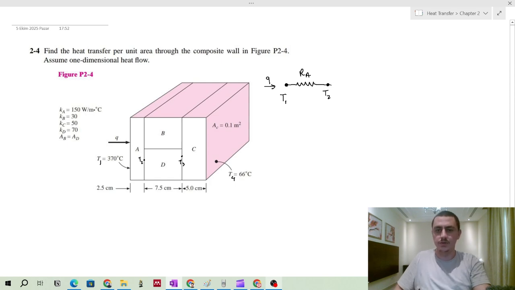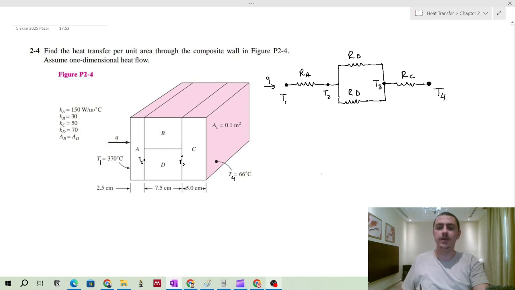So let's finish the diagram. Here you have resistance B being connected in parallel to resistance D. Then you have a point after this parallel connection, which is T3. Then between T3 and T4 you have resistance C. After that you reach T4. So you have the area of the cross section.